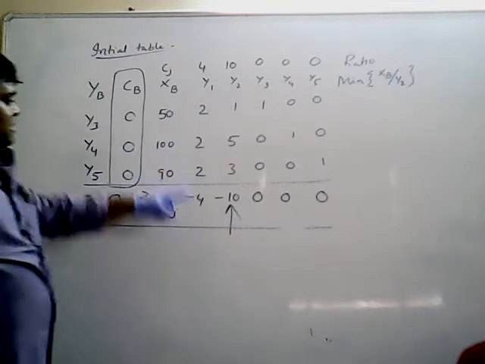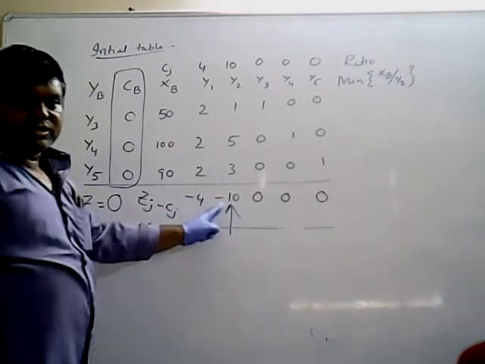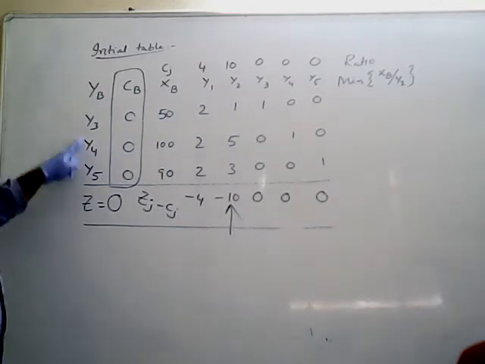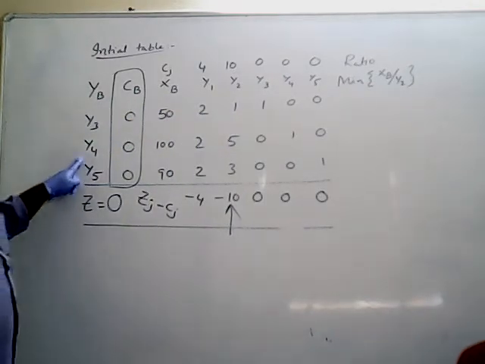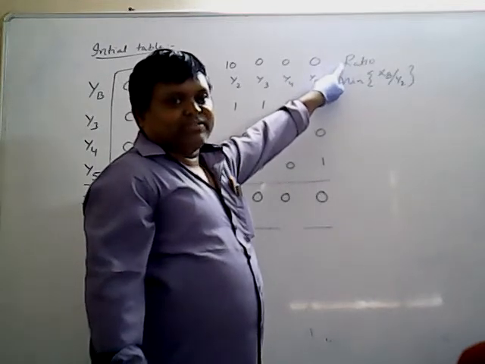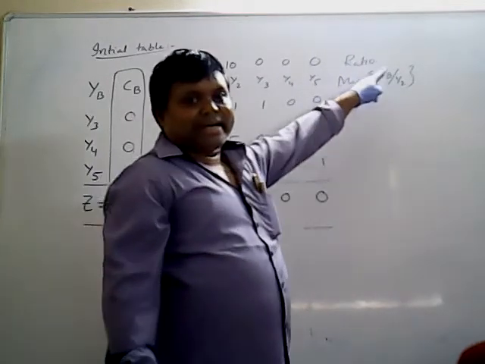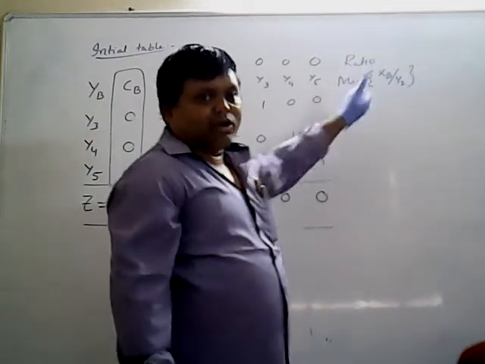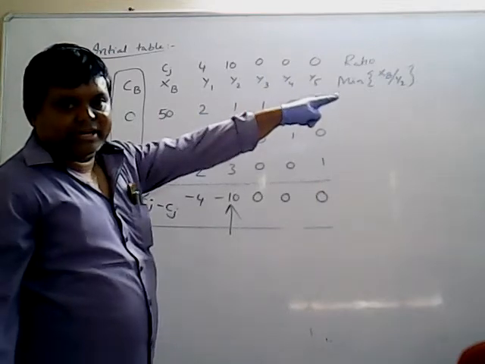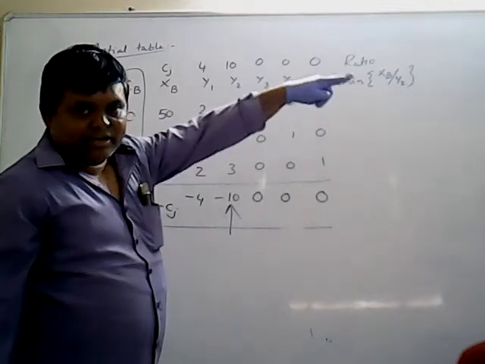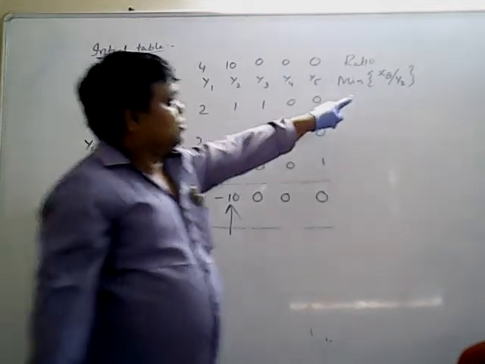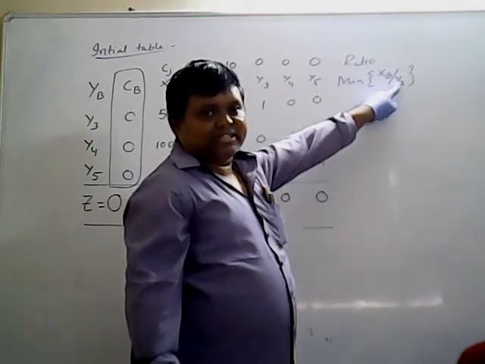Again I am repeating. Two negatives are there, and I am choosing the most negative. Most negative means Y2 wants to enter here. If Y2 wants to enter, some variable must be deleted. To identify the deleting variable, I have to consider the ratio: minimum of XB by whatever your entering column is. If the entering column is Y2, the denominator is Y2. If it is Y3, the denominator is Y3. If it is Y4, the denominator is Y4. Only the numerator won't change; the denominator will change from problem to problem.